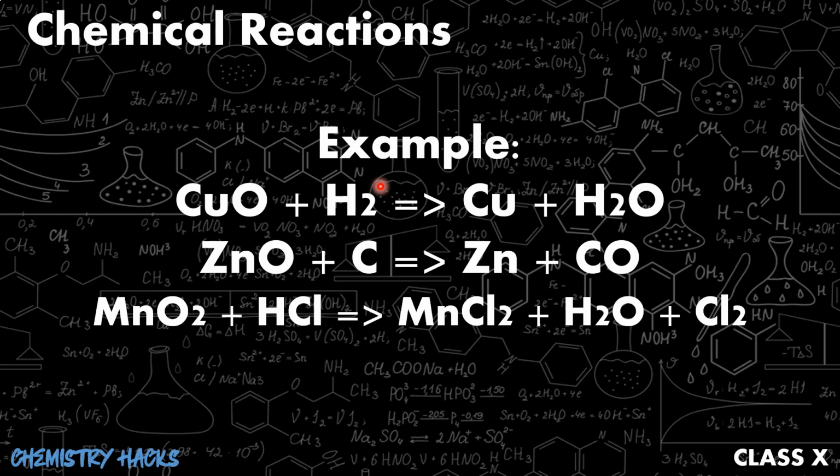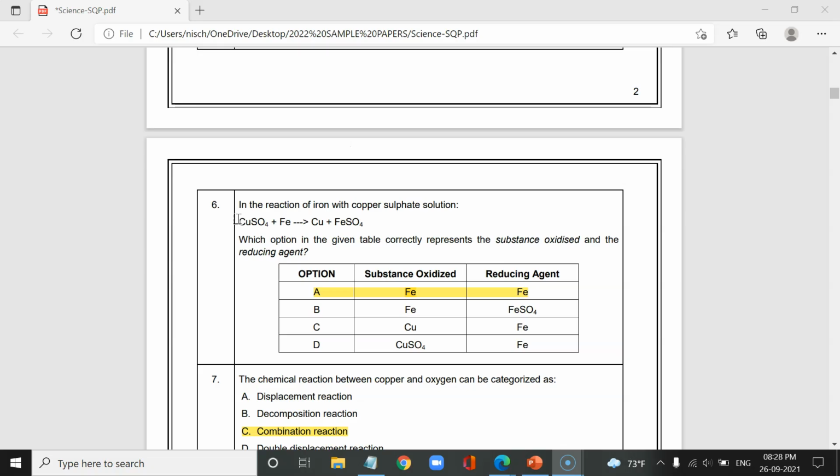And we have a similar question right there. So let's take a quick look at that. As you can see here in this question, we have a reaction: copper sulfate plus iron gives rise to copper plus iron sulfate. We know that this is a displacement reaction because iron, which is the more reactive element, is displacing copper from its compound. It's asking us which option in the given table correctly represents the substance oxidized and the reducing agent.